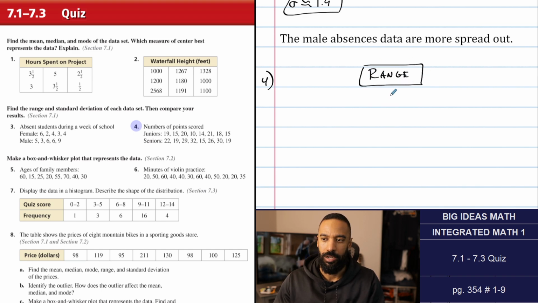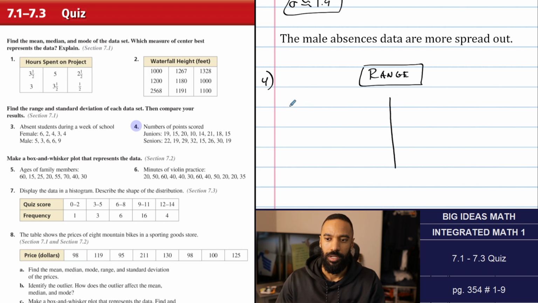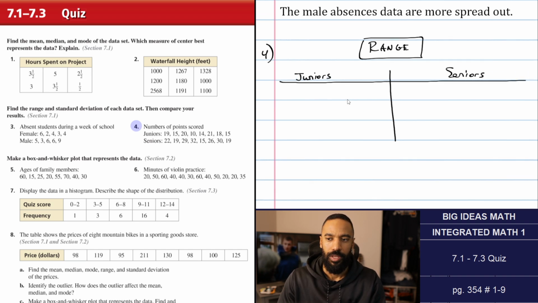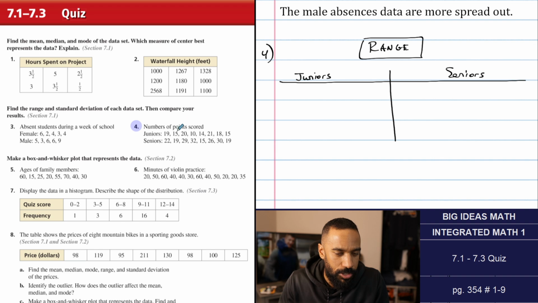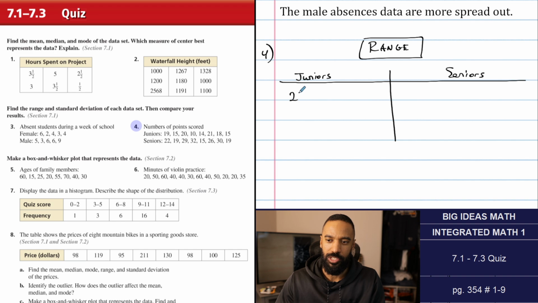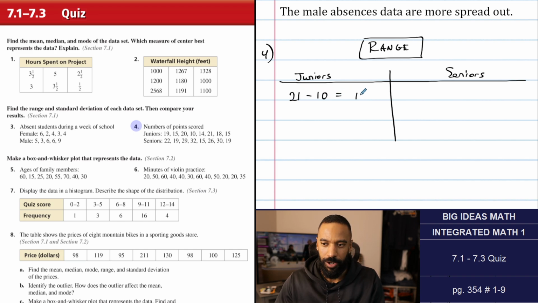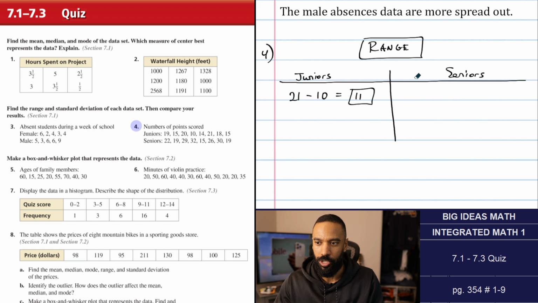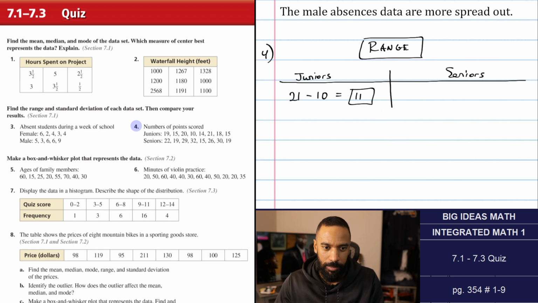Range. All right. Juniors. Seniors. Okay. For juniors, find your highest and lowest numbers here. 10 looks like the lowest, and I think 21's the highest, correct? Let's go with that. 21 minus 10. See, if you put them in order, that would very much help, especially if you have a larger data set. I'm just going based off what I see. Only two-digit numbers and nothing higher than the 20s.